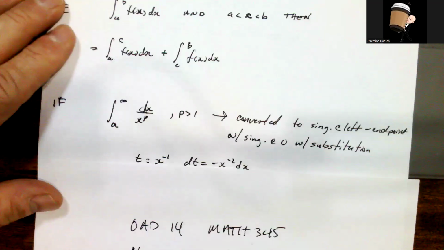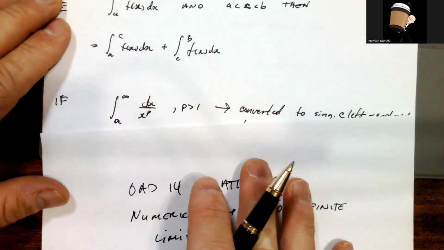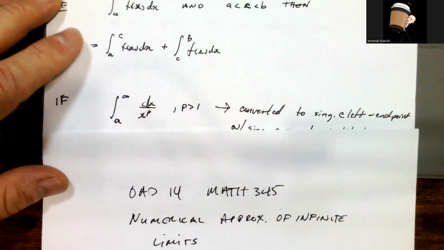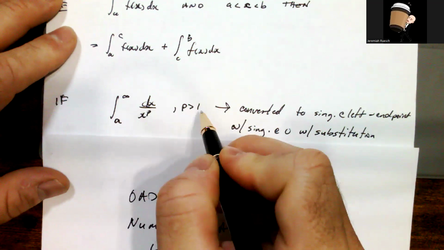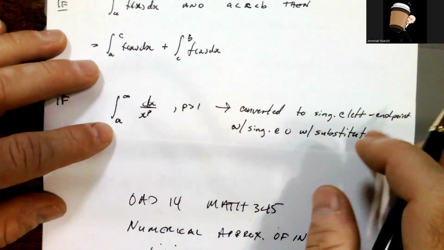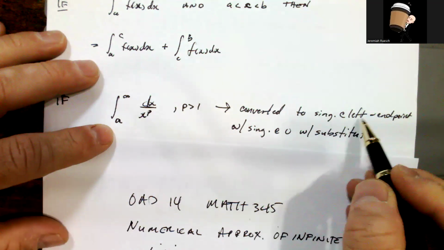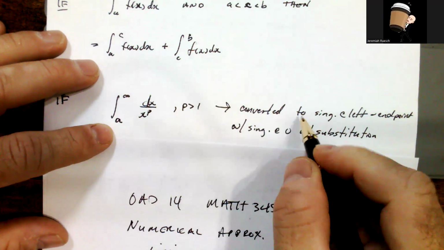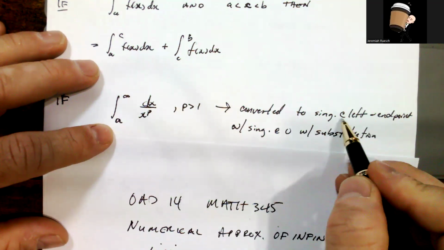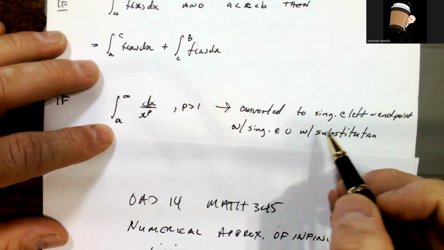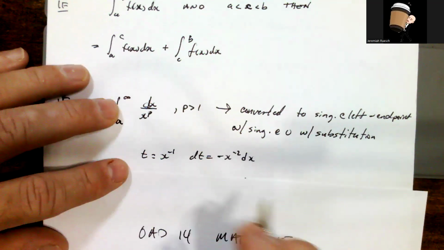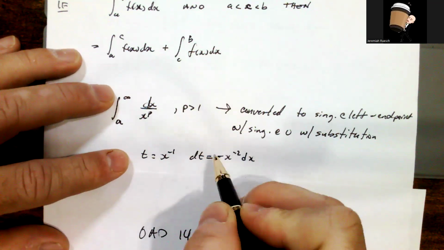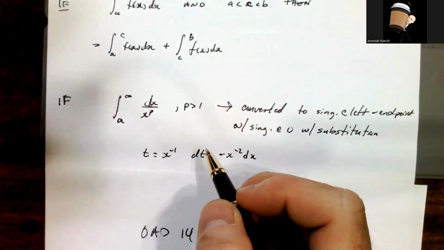Okay. The next case is what happens when the limit itself is unbounded. If we have something of the form where the integrand is dx over x to the p, where p is greater than 1, then we want to convert it to a single expression at the left endpoint, with a substitution. We can do that. That's my shorthand for saying we can make this substitution, which will allow us to convert it into a case in which we know how to handle it.